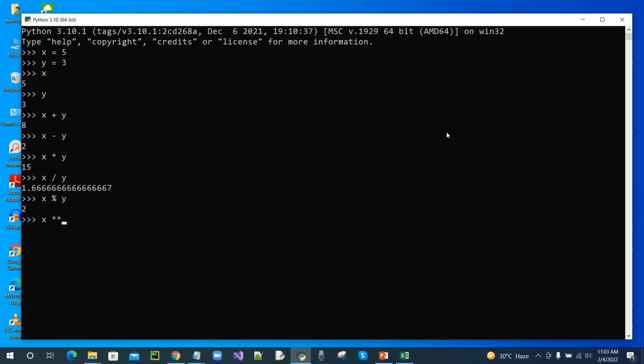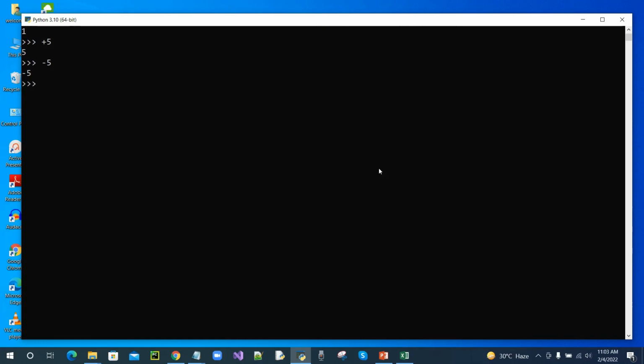5 to the power of 3 is equal to 5 into 5 into 5, which is equal to 125. 5 floor division by 3 is equal to 1, which is a whole number after truncating the decimal part. A number with unary plus does not make any difference. Plus 5 is equal to 5. A number with unary minus will change it to a negative number.